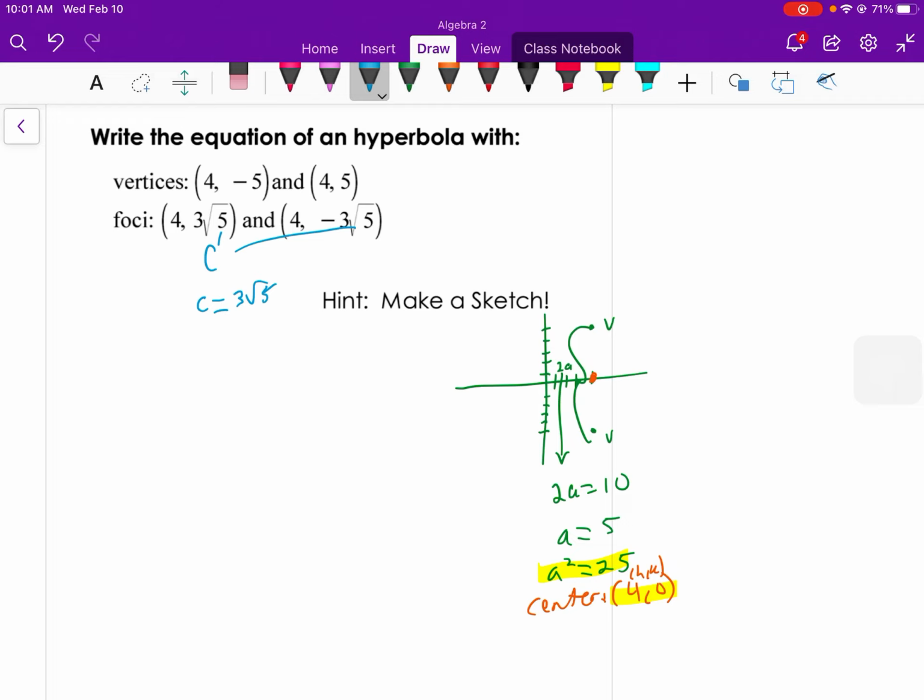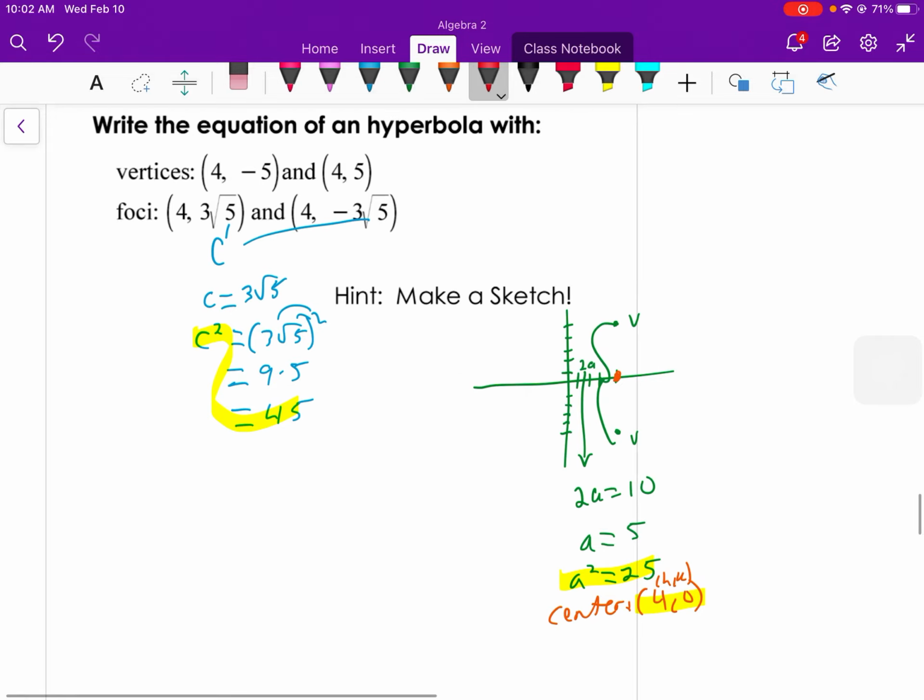So since we know C is 3 square roots of 5, we can solve for C squared. So 3 square roots of 5, squared. When we distribute that square through, we get 9. When we square the square root, it simplifies, so we have 9 times 5, so 45. So now we have our C squared. So now we can use that equation.